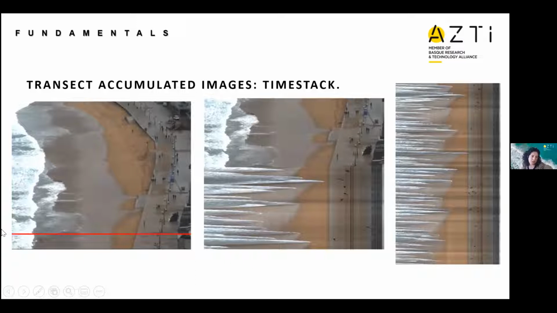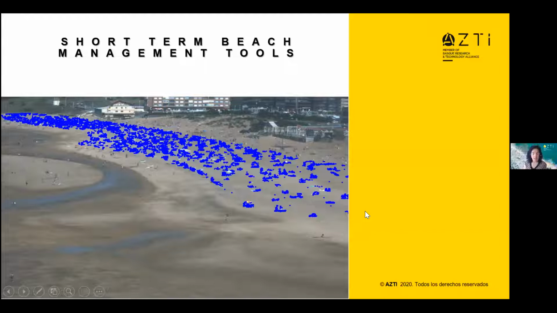We could also take one transect of each image and copy it. So this is half of the image, and then you can see how this transect is repeated. In the right image, this is the seafront, the walking path. And here we can see how the water or the waves are reaching the seafront or not. And how do we use this technology? We use it as short-term beach management tools.